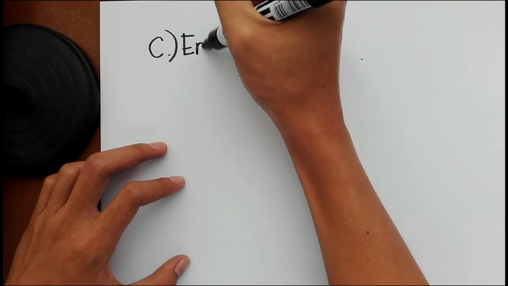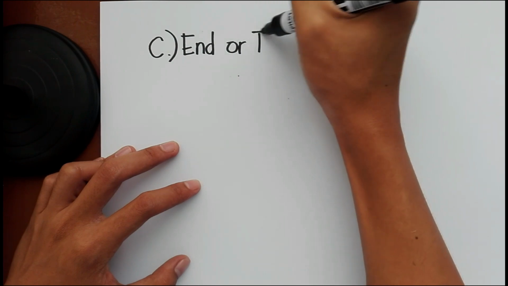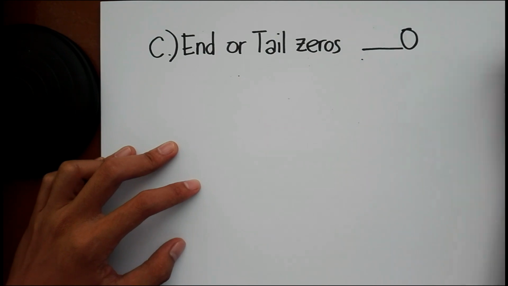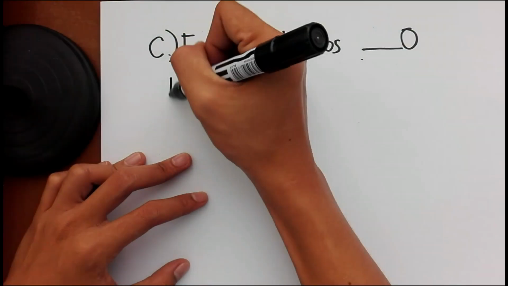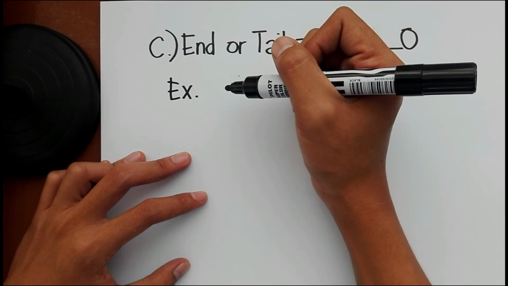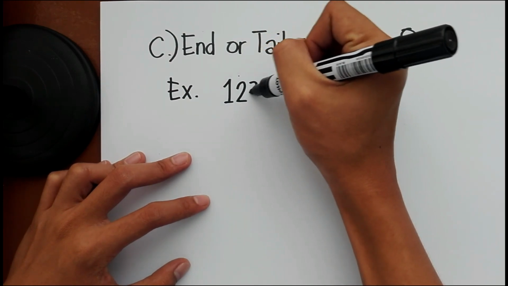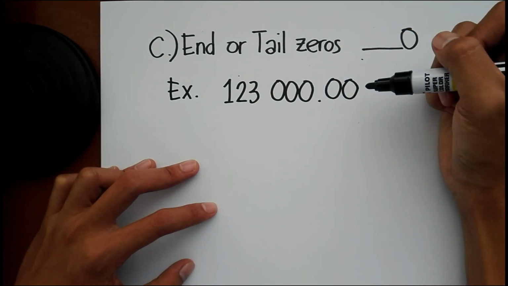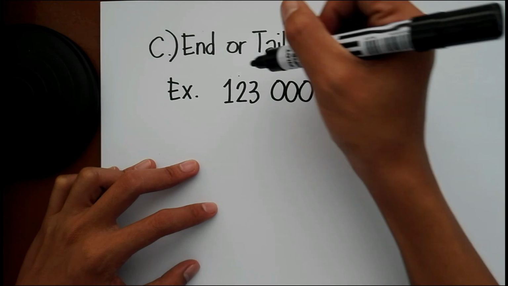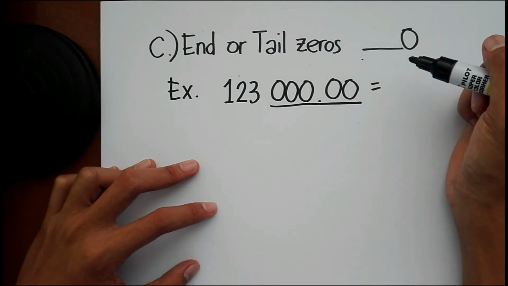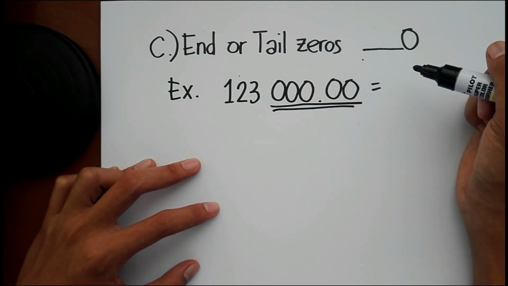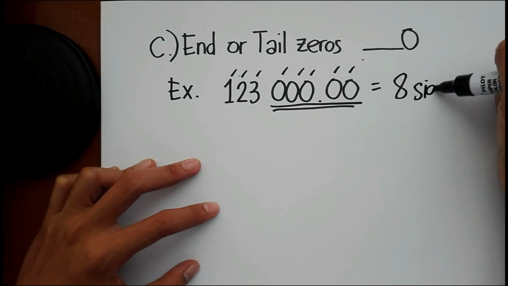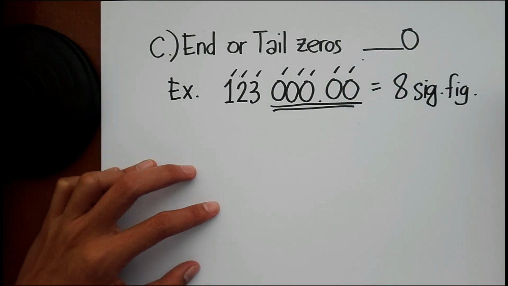The third type of zero is the end or tail zeros, which are zeros at the right of the last non-zero digit. Zeros to the right of a decimal point in a number greater than or less than 1 are significant. Like for an example, we have 123,000.00. So how many significant figures? These zeros, which is in line, they are called the end zeros, and they are all significant. So for this example, we have 8 significant figures.